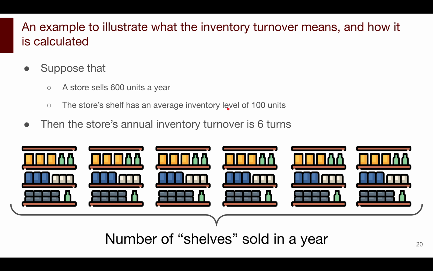Okay, let's look at this example to illustrate what inventory turnover means. So let's say there's a store and it sells 600 units of a product in a year. And the shelf is usually full with an average inventory level of 100 units. So this means each year the store fills up and sells 6 shelves per year. This means the annual inventory turnover for that store is 6 turns.